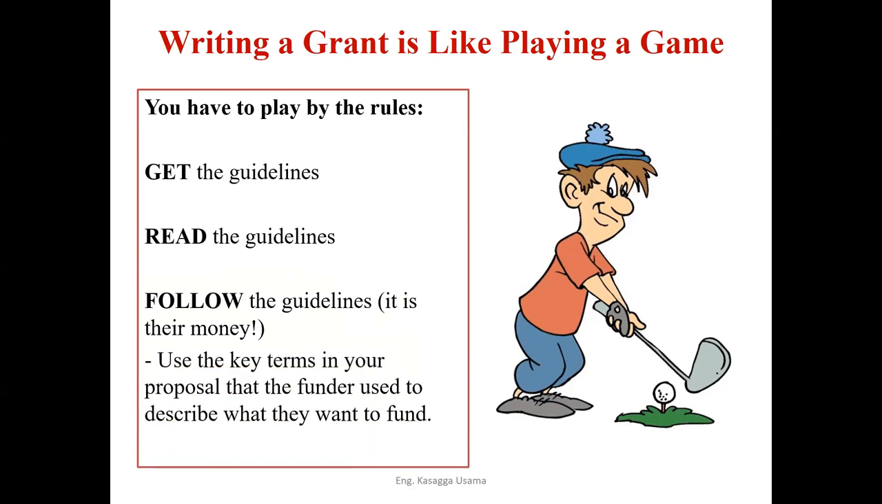Okay? So use the keywords in your proposal that the funder used to describe what they want. Try to use those keywords. If it was in the area of youth development and they are looking at sustainability, try to look into that area. If it is about poverty or health or hygiene, try to follow that. Those keywords, once they get them, I'm going to show you the criteria they use in order for you to win that grant. Okay?